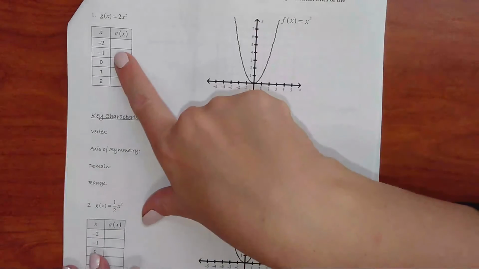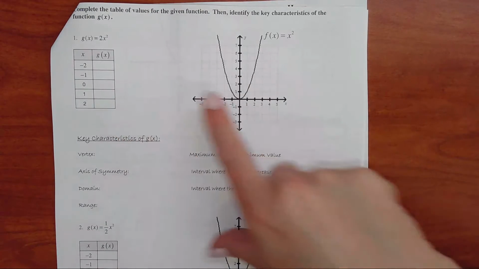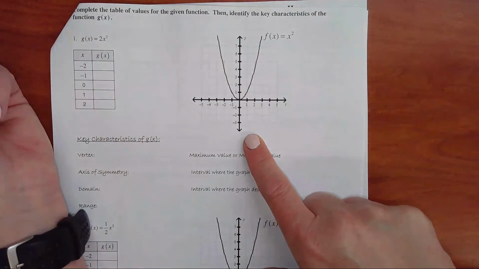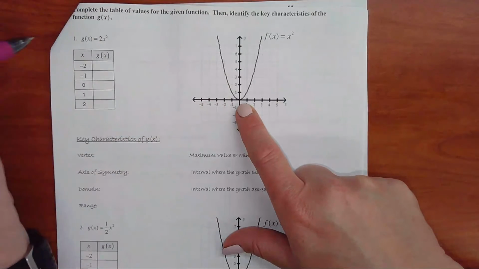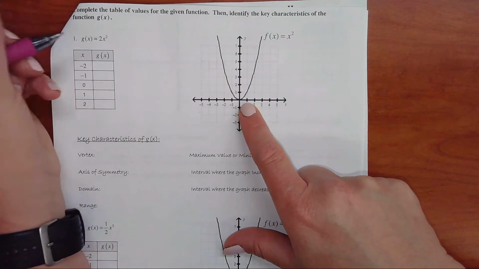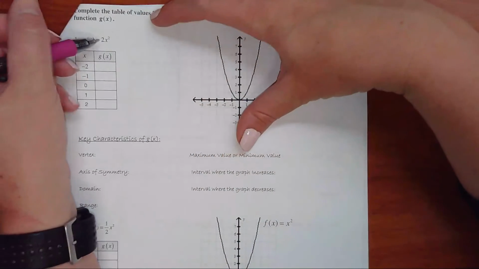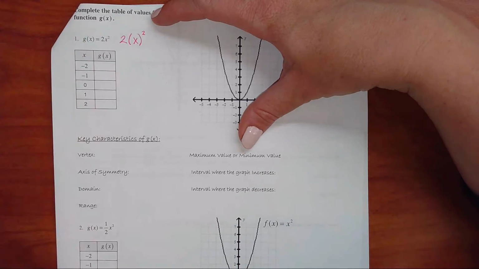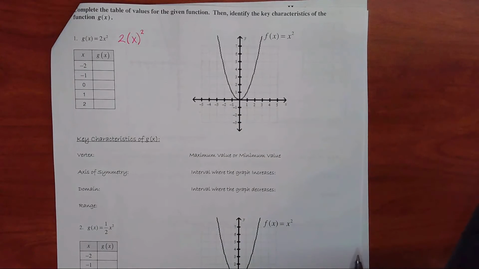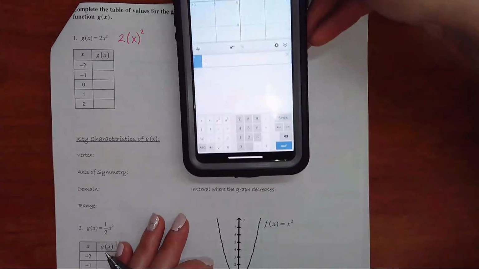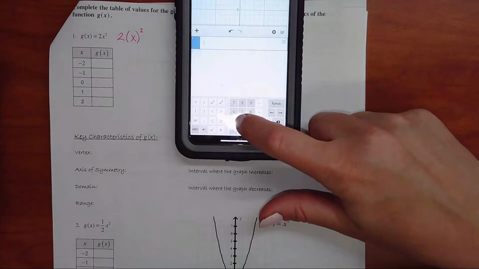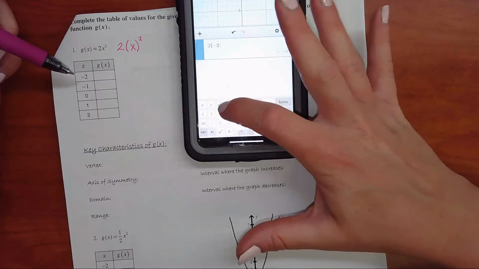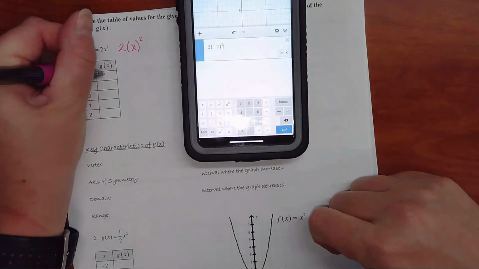Another example. Right here, we're going to fill in this table, and then we're going to graph it and come up with the key characteristics. We've already graphed the parent function. So this is that 0, 0, and then we're going to figure out how just putting this 2 out in front changes things. When we plug this into Desmos, we're going to have to put 2 parentheses x squared. The only thing that gets put in the parentheses is whatever you are plugging in for x. So we're going to do 2 parentheses negative 2 and my parentheses squared, and I get an 8.